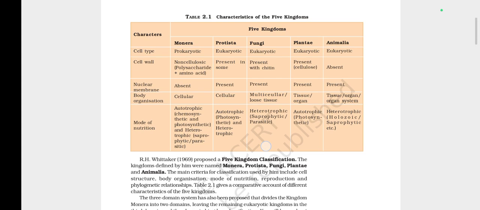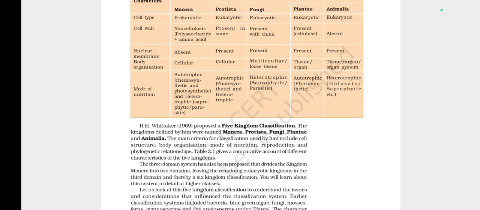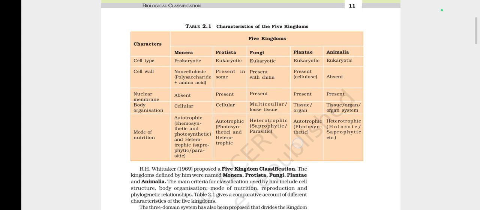R.H. Whittaker proposed a five kingdom classification in 1969. The kingdoms defined by him were named Monera, Protista, Fungi, Plantae, Animalia. The main criteria of classification used by him included cell structure, body organization, mode of nutrition, reproduction, and phylogenetic relationship. Table 2.1 gives a comparative account of different characteristics of the five kingdoms.